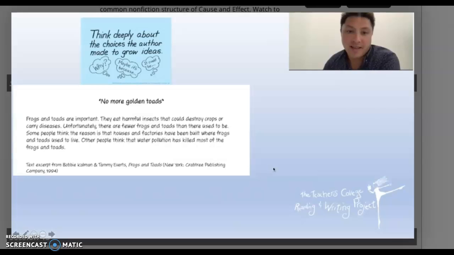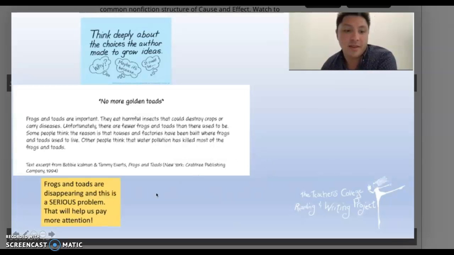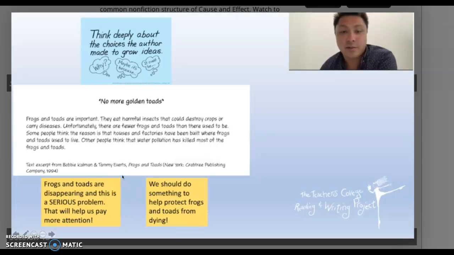Okay, welcome back. So researchers, it could have been that maybe you were thinking that the author wanted us to know that the frogs and toads are disappearing and this is a serious problem and they wanted us to pay attention. And maybe they put that at the end because they wanted that to stand out. Or maybe they put it at the end because they wanted us to do something that might help protect the frogs from dying, almost like telling us to do something, a call to action.